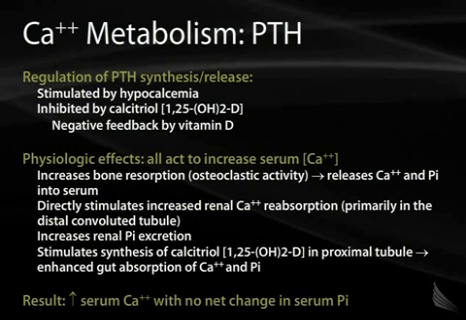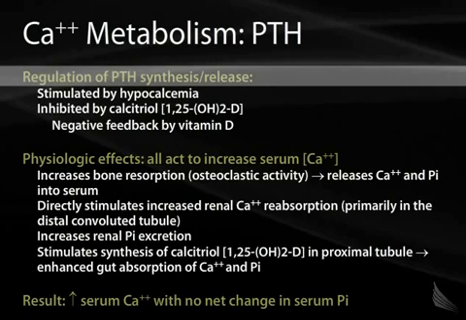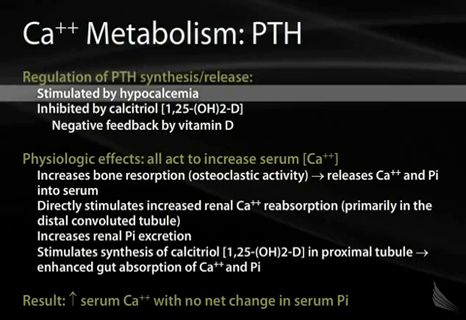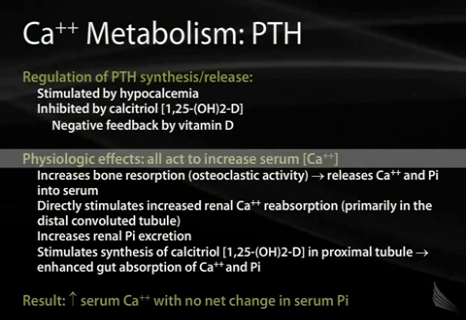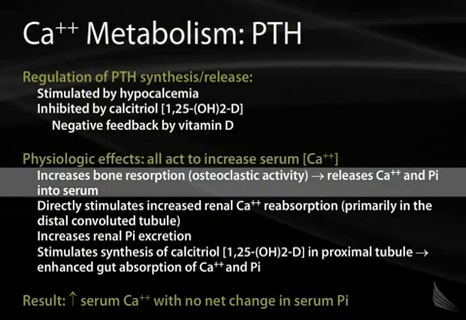The disorders of bone and mineral metabolism that occur in chronic renal failure also result from the changes in PTH activity in the setting of progressive renal disease. If you recall, the regulation of PTH synthesis and release is primarily regulated by serum calcium concentration. Hypocalcemia is the most potent stimulus for PTH release. Calcitriol, 1,25 hydroxyvitamin D, does inhibit PTH release. The effects of PTH are all to increase serum calcium. It increases bone resorption by activation of osteoclasts, which releases calcium and phosphorus into the serum.